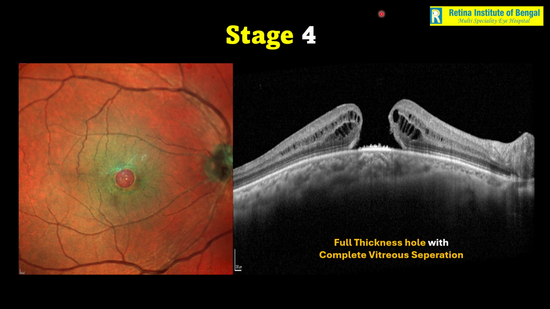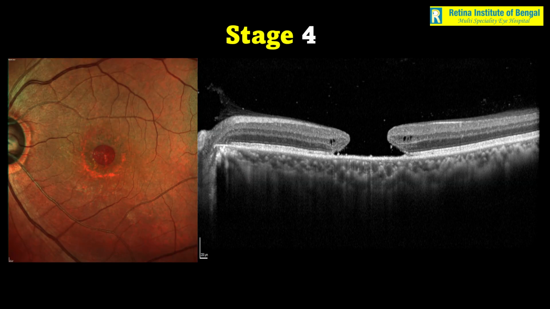The last stage is stage 4 macular hole, where you have the vitreous completely separated from the retina. So the vitreous is separated not only from the fovea but also from the optic disc, and that's why in this particular scan we can't see the vitreous, because probably it has collapsed anteriorly and therefore it is not seen in the scan. This also is a stage 4 macular hole, an even older hole than the previous one.